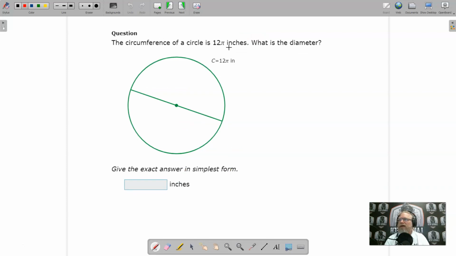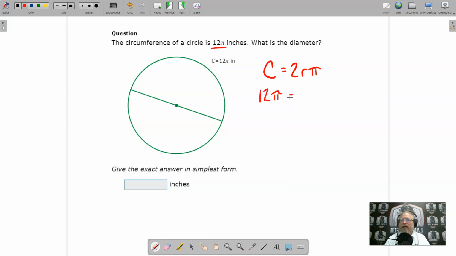The circumference of a circle is 12 pi inches. What is the diameter? So now they're giving us the circumference, and we have to find the diameter. So what's the formula for circumference, right? C equals 2r pi, correct? Now, instead of plugging in over here and solving for circumference, we're actually going to plug in the circumference. They tell us that the circumference is 12 pi. So where we see circumference, we're just going to put in 12 pi.